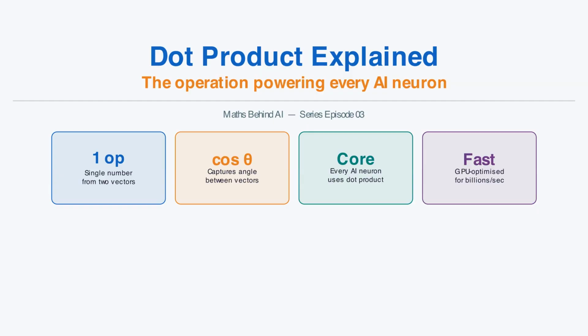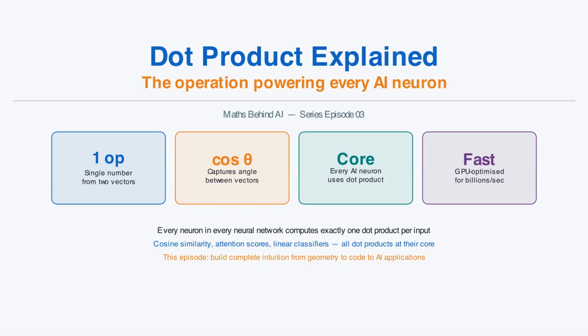It is the simplest thing in the world. Take two lists of numbers, multiply them pair by pair, and add up all the results. One number comes out. But that single number carries extraordinary meaning. In this video, we are going to build complete intuition for the dot product, from its geometric meaning to its role in neural networks, attention mechanisms, and recommendation systems. By the end, you will see it everywhere in AI.